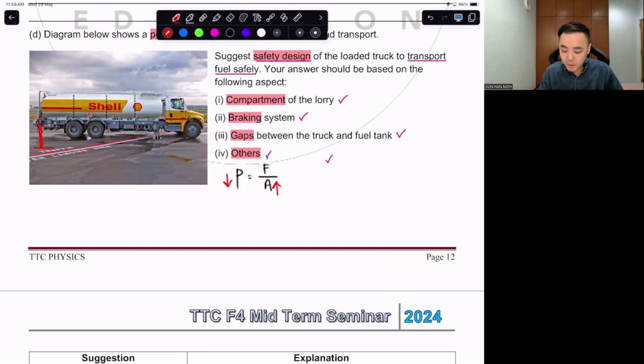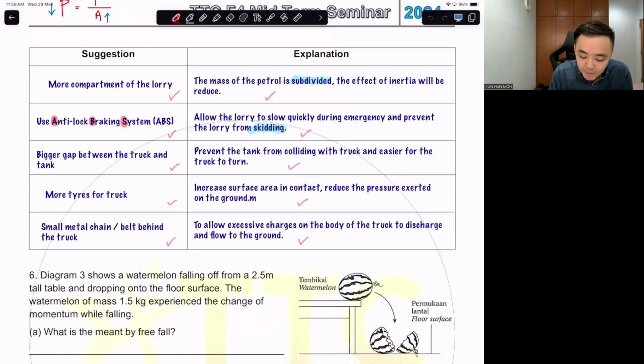All right, wait, let me show you this answer. Okay, let me finish the whole thing first. Okay, look, one by one. Number one, just now we said the compartment should be more. Why? Because the mass can be divided, and then the effect of inertia reduced. And then we use ABS, which stands for anti-lock braking system. It allows the lorry to stop quickly, and then prevents the lorry from skidding.